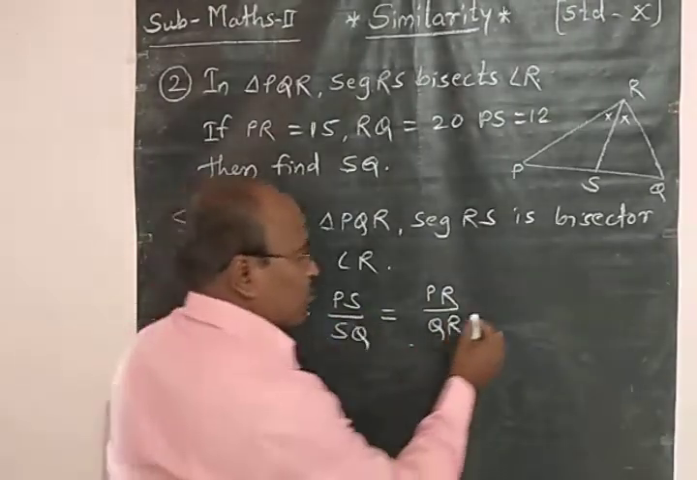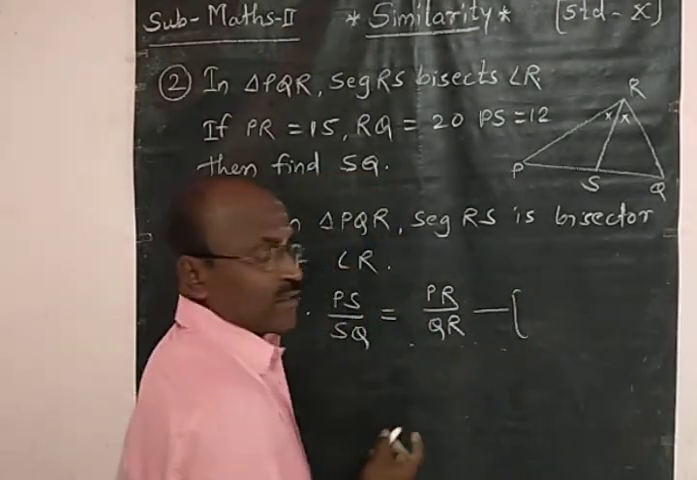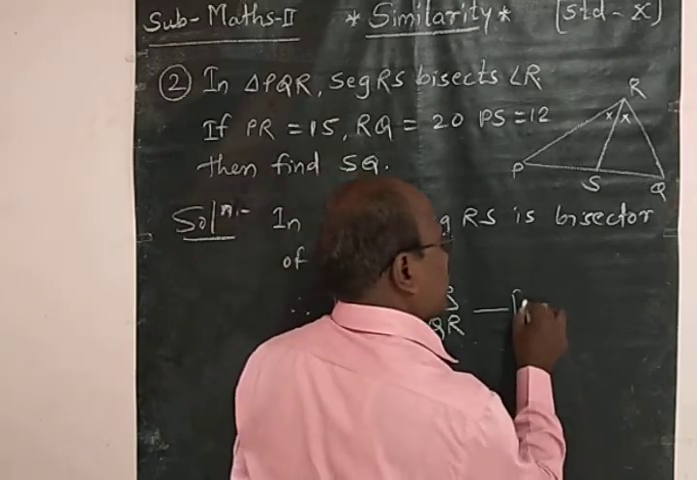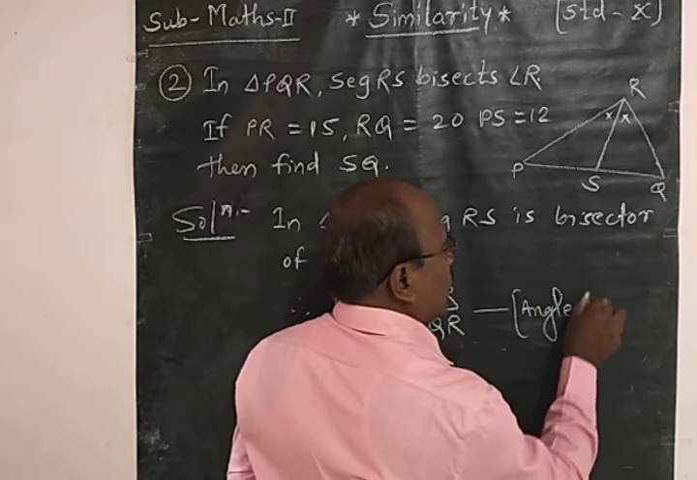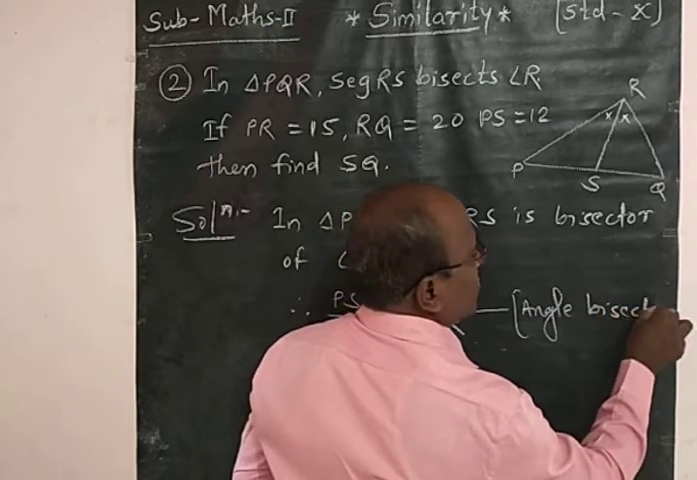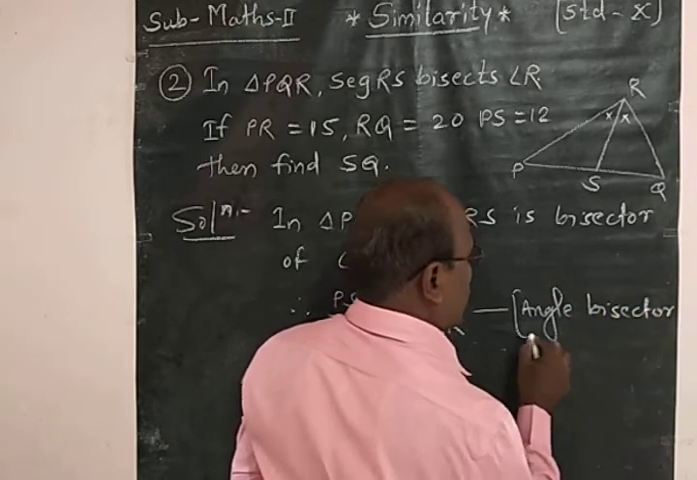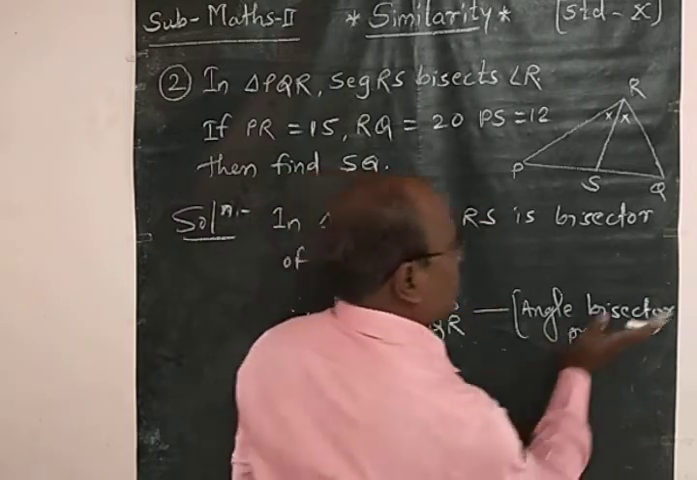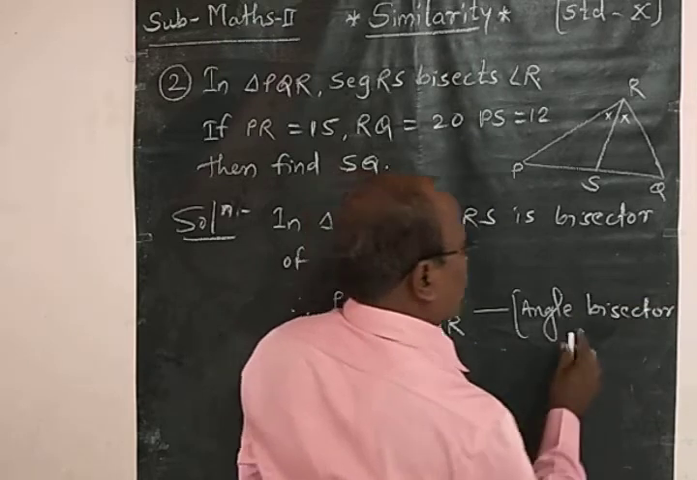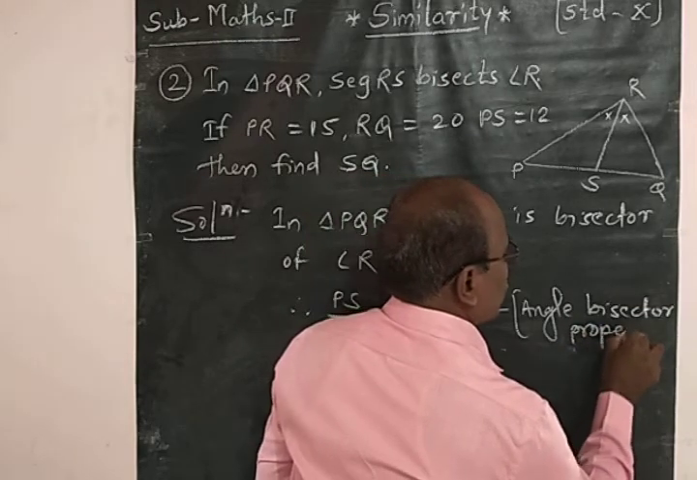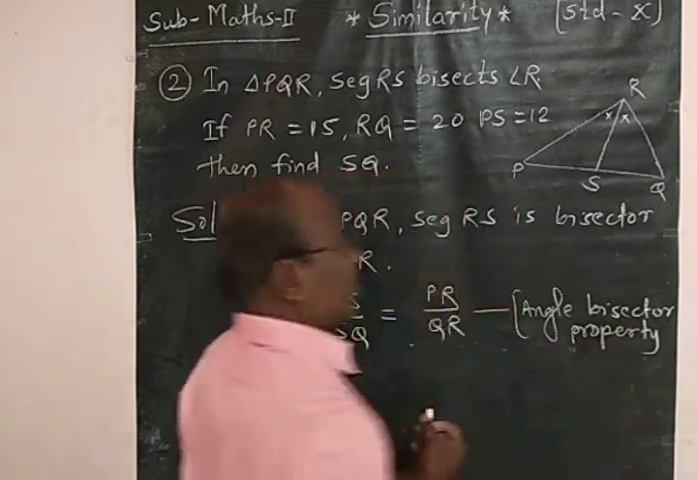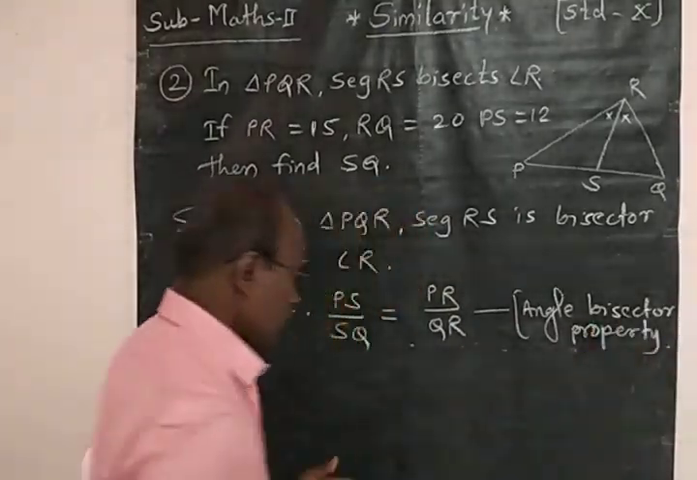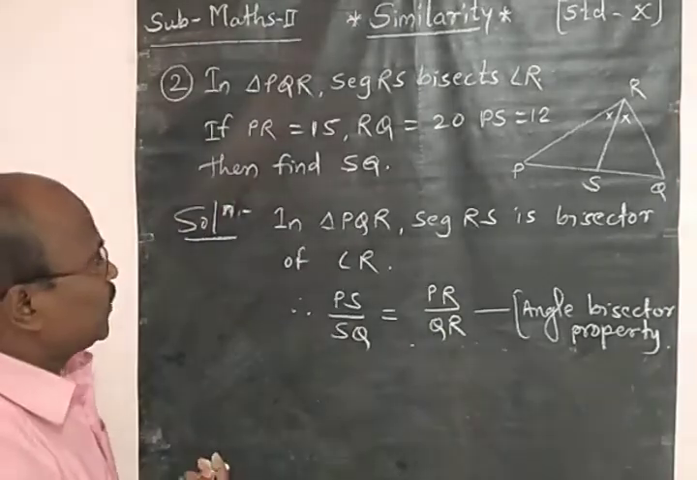Now put the values and write here the reason as property of angle bisector, angle bisector property. Okay, then put the given values here.